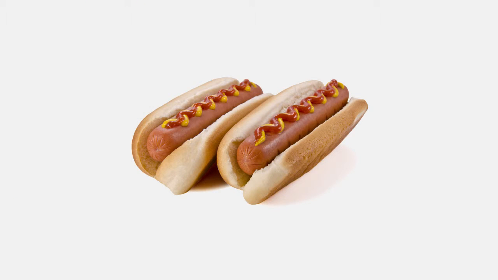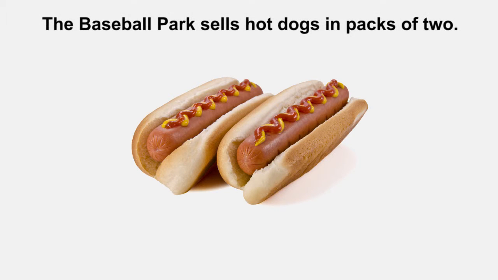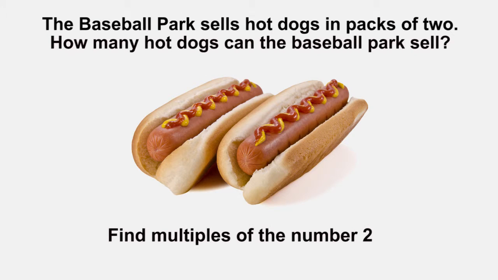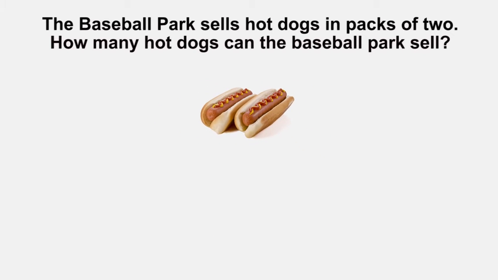Let's begin with a problem where understanding multiples would be needed. The baseball park sells hot dogs in packs of 2. How many hot dogs could the baseball park sell? To solve this, we need to find multiples of 2 because the hot dogs are sold in packs of 2. A multiple of 2 is any product where one of the factors is 2. Since the hot dogs are sold in packs of 2, we are going to make groups of 2.